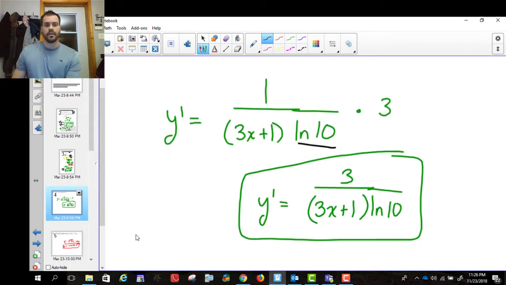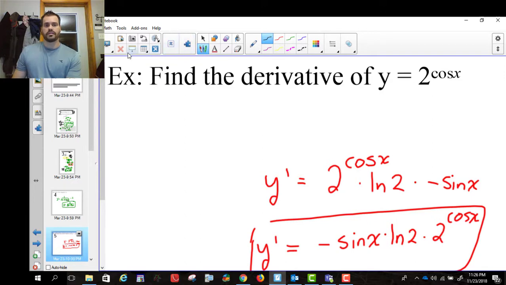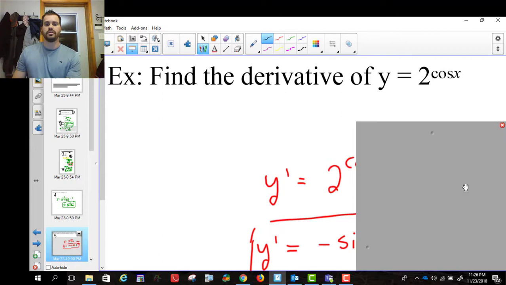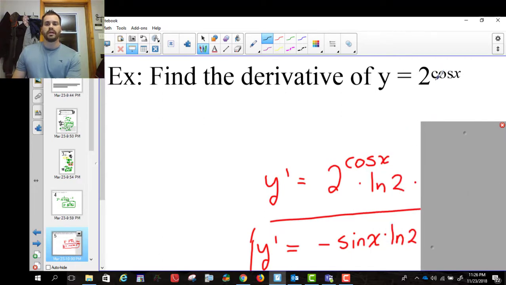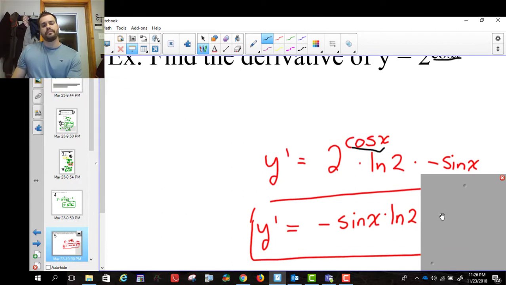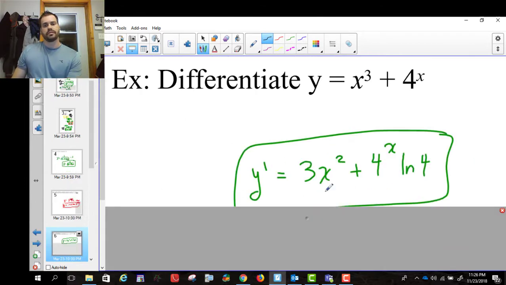All right, 2 to the cosine x. So it's b to the x, a base that's not e, so the derivative is 2 to the x ln 2, but it's not x, it's cosine x. So we put the cosine x there, and then we have to do a chain rule, so we multiply by the derivative of cosine x. The derivative of cosine x is negative sine x. Okay, so that's how we use it there.